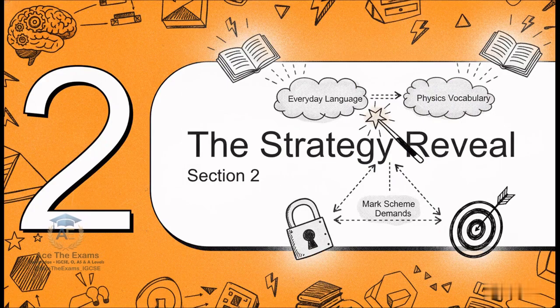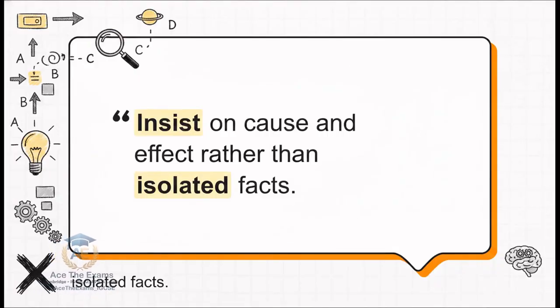So let's fix that. Welcome to Section 2, the strategy reveal. We're going to unpack the concept-first strategy that safely bridges the massive gap between everyday conversational language and precise, mark-scoring physics vocabulary. This quote right here brilliantly illustrates our core philosophy. Insist on cause and effect rather than isolated facts. If you want to master physics, you have to prioritize the chain of cause and effect over simply memorizing a list of isolated formulas.